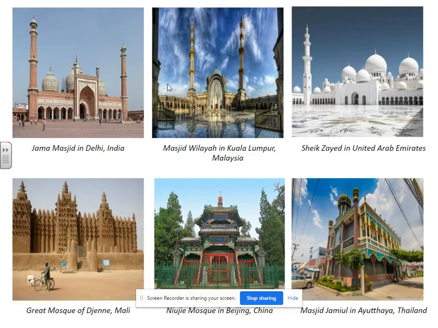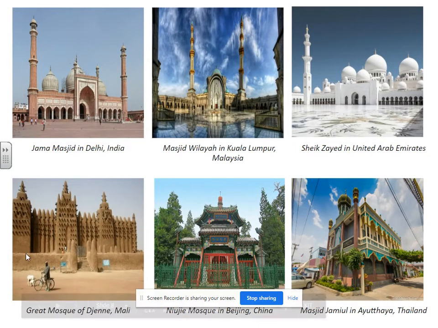Now, this mosque is a very large, kind of grand mosque, and actually takes its designs from lots of different cultures from around the world. This one, Sheikh Zayed in UAE, is a very famous mosque. I know that lots of students have told me that they visited this place before, and it's very recognisable because of its white marble. It kind of shines out.